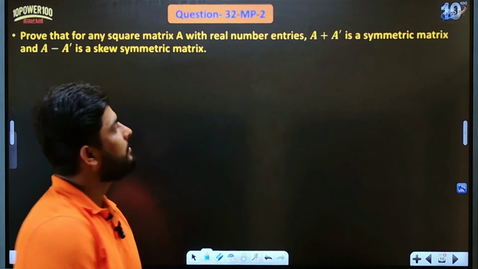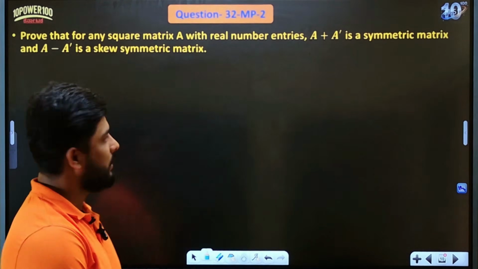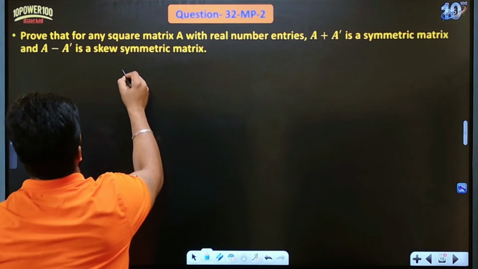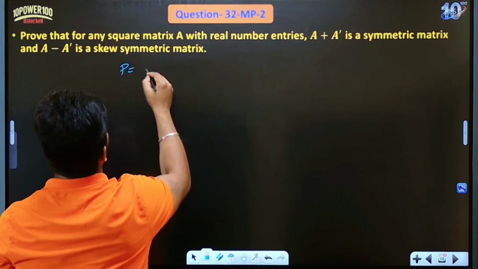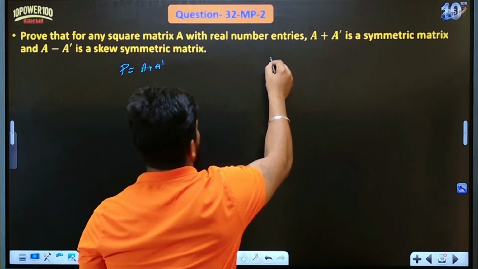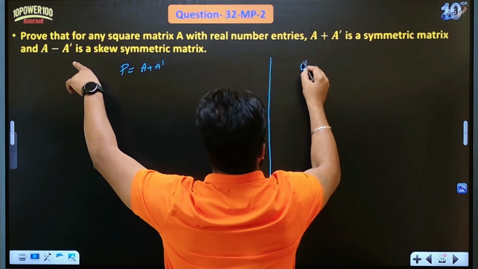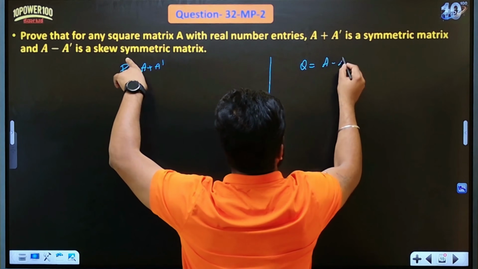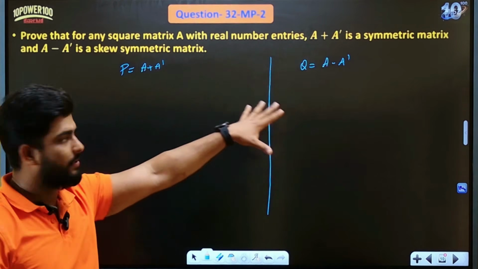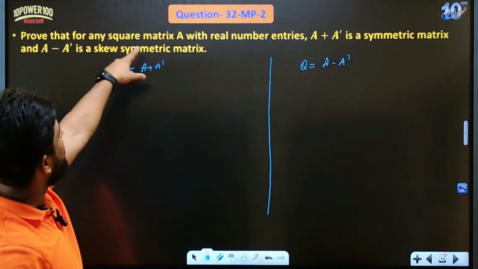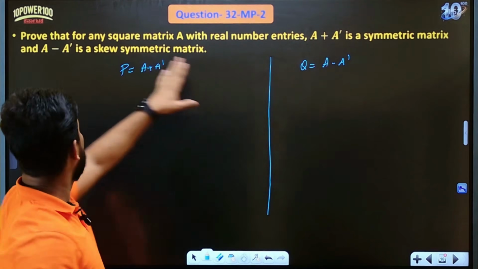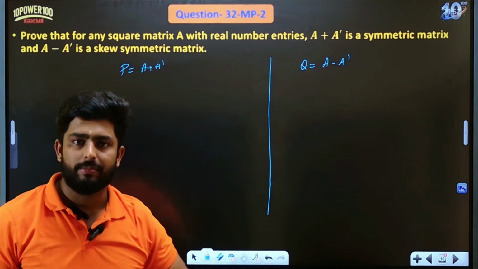Okay, next one, proving a kind of theorem. Simple question. So take P is equal to half of A plus A dash, which is a symmetric matrix. Here Q is equal to A minus A dash. This is how we will have to take it. They have given: prove that for any square matrix A with real number entries, A plus A dash is a symmetric matrix and A minus A dash is a skew symmetric matrix.